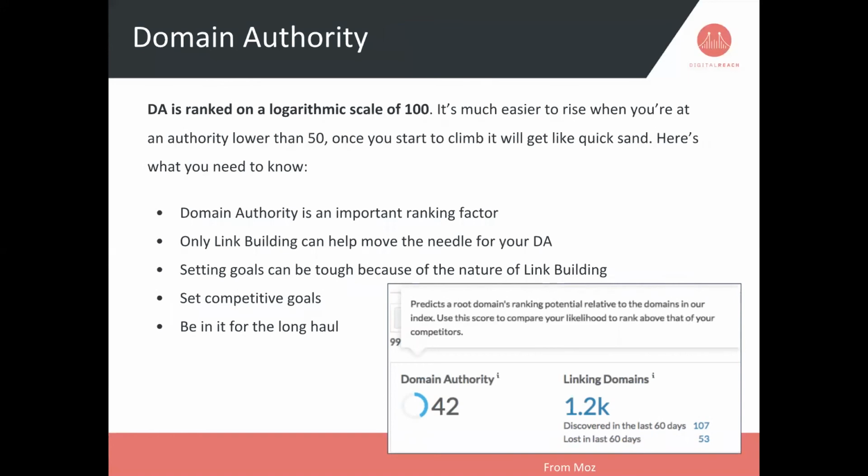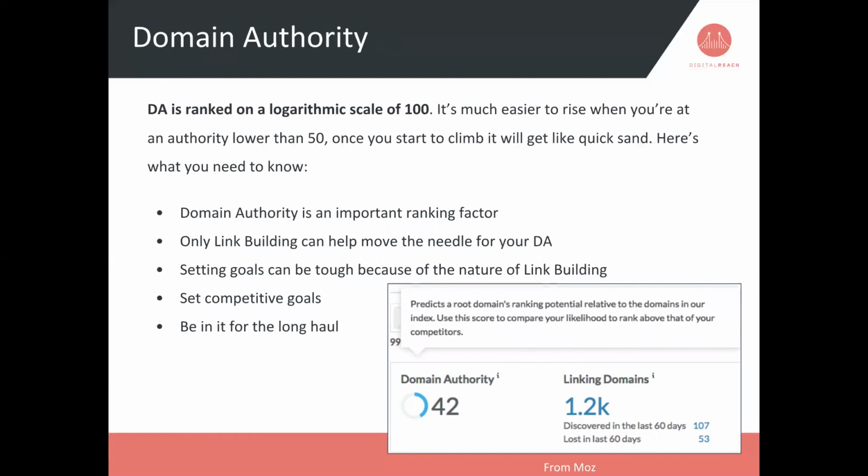Next, we're going to talk about domain authority, often seen online, on blogs, etc., within the SEO and digital marketing industry as just DA. So let's give a little background about domain authority. DA is ranked on what's called a logarithmic scale. So what that means is it's much easier to rise when you're in authority lower than 50, but once you get 50 or above and you start to climb that way, it's going to get like quicksand. It's a lot harder to get those types of domain authorities.